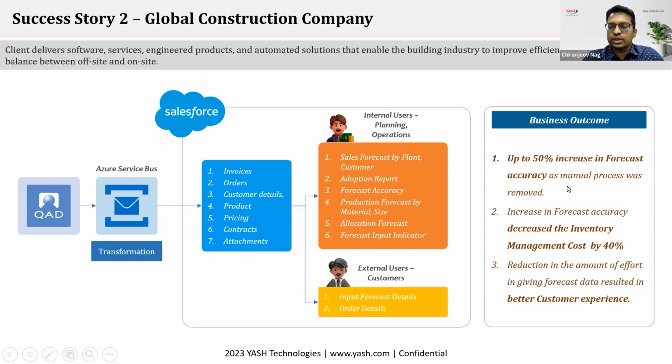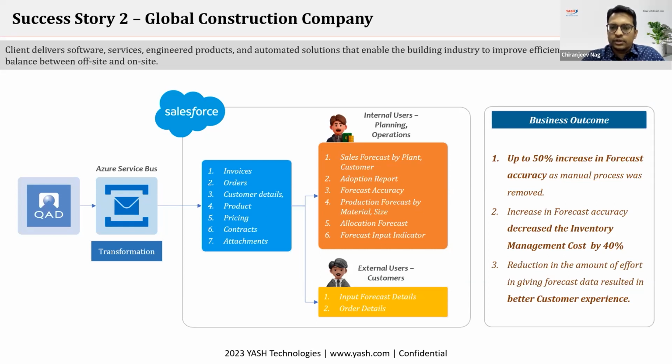The forecast accuracy was less than 20%, and it significantly increased after we automated this entire process and removed the manual process that was happening through Excel sheets. Then we were able to increase the forecast accuracy, which led to a decrease in the inventory management cost. When we asked the customer what the main pain point was, they said inventory management cost had really gone up and they wanted to decrease that. And this is how we benefited them.